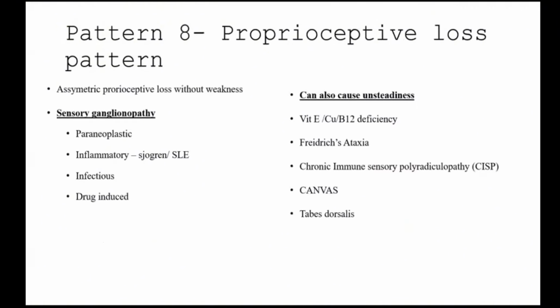Then, of course, we have other patterns like proprioceptive loss, and that is mainly due to sensory ganglionopathies. So here we have to think, now the patient may come with unsteadiness. When I'm washing the face in the morning, I tend to fall. In the darkness, in the night, I tend to fall. So that is more towards a sensory ganglionopathy. We have to think of paraneoplastic causes and inflammatory causes here. Then there can be other mimickers as well, where the patient will present with unsteadiness.